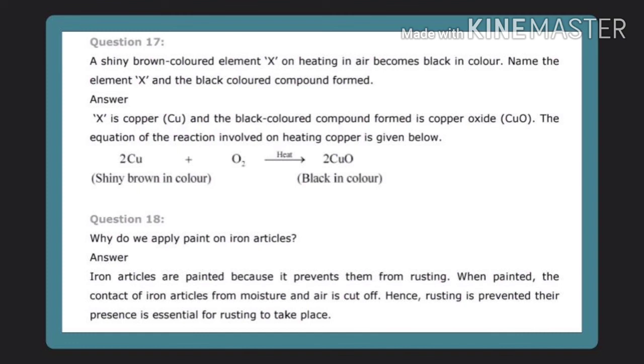Now the next question: why do we apply paint on iron articles? So remember we studied in prevention of rusting, painting. So iron articles are painted because it prevents them from rusting. When painted, the contact of iron articles with moisture and air is cut off. Hence rusting is prevented, and their presence is essential for rusting to take place. That is, moisture is essential for rusting to take place.